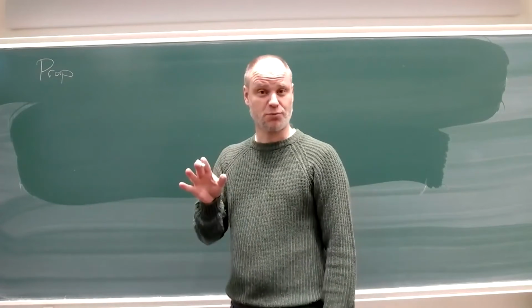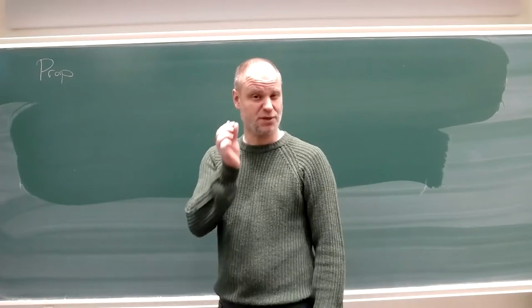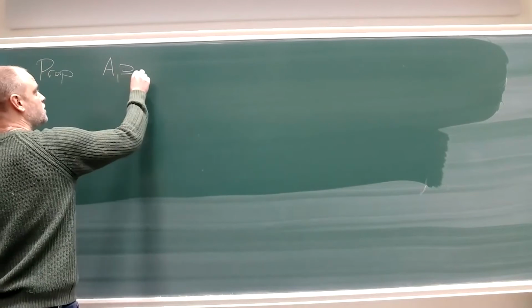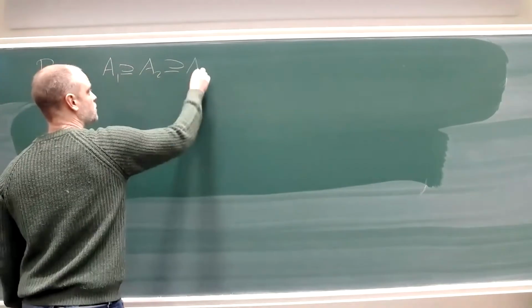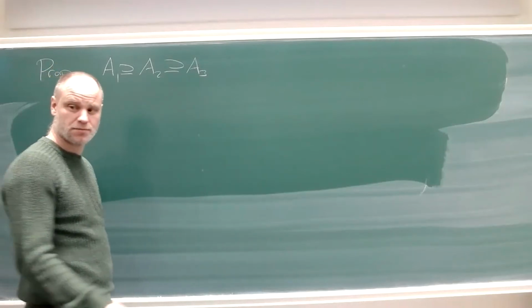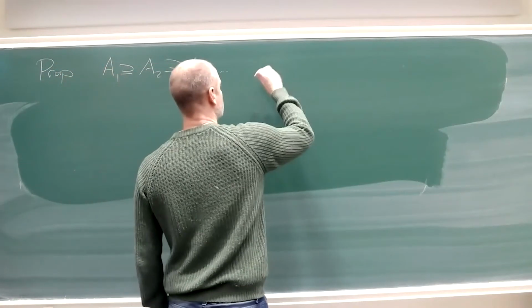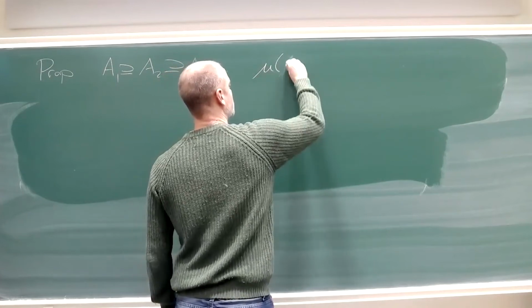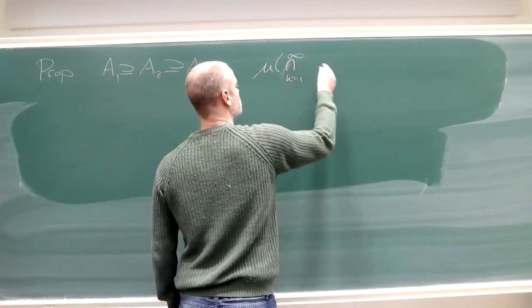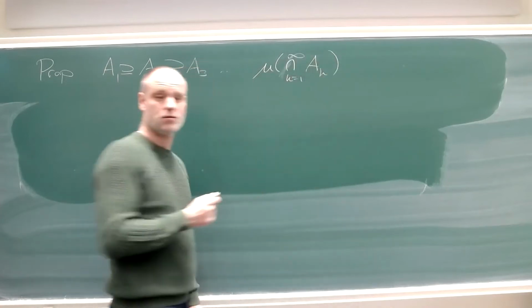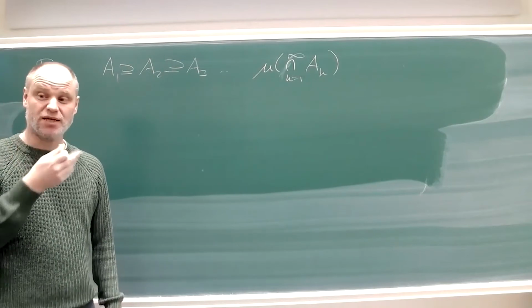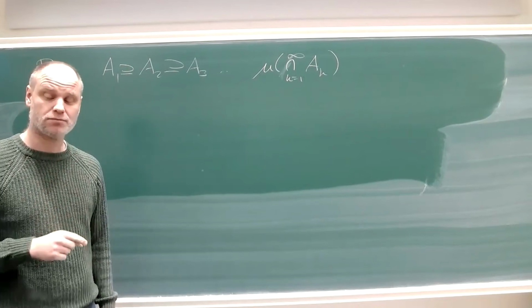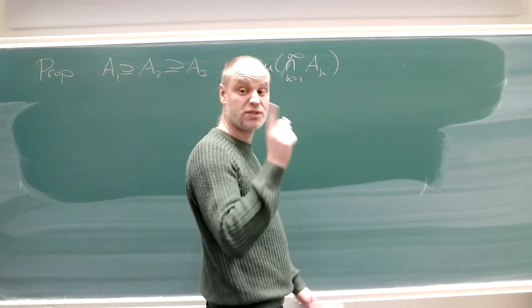All right, so the last proposition of today is very similar, but it has a bit of a twist to it. So if now A1 is the biggest one, so they all become smaller, then the infinite intersection of the AKs, you say, now this is also going to be the limit. Well, yes, but there is a catch to it.